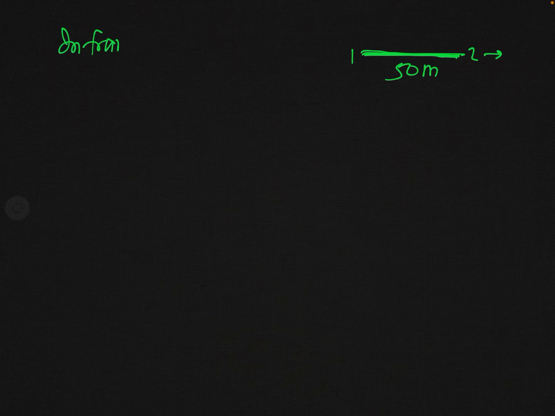So in frame S, the separation between 1 and 2 is equal to 50 meter. When you say 1 to 2, this is the 1 to 2 separation.